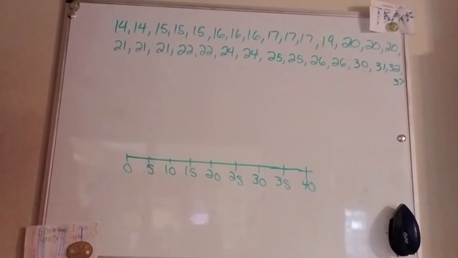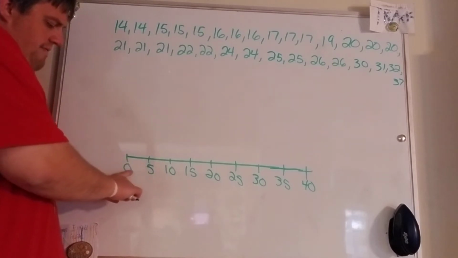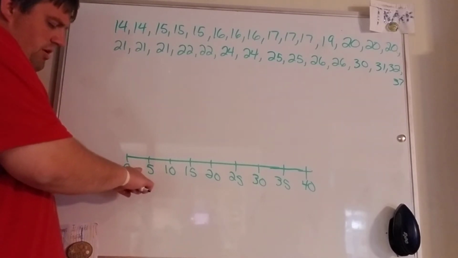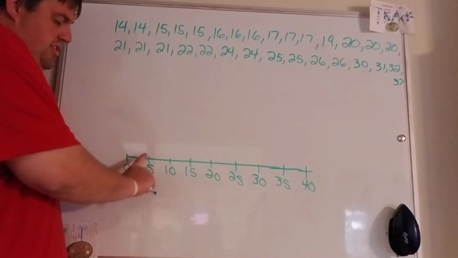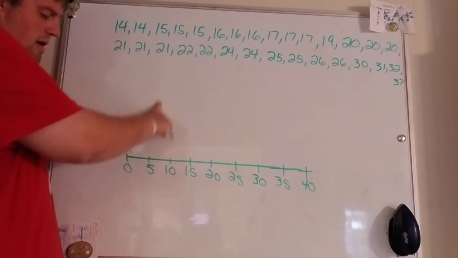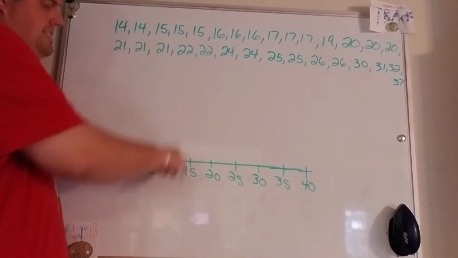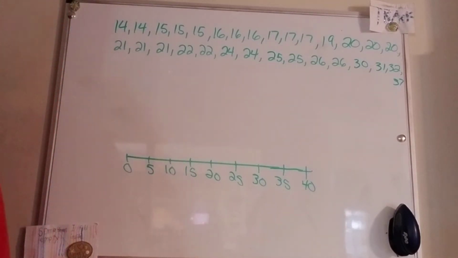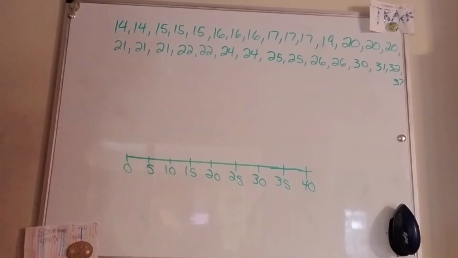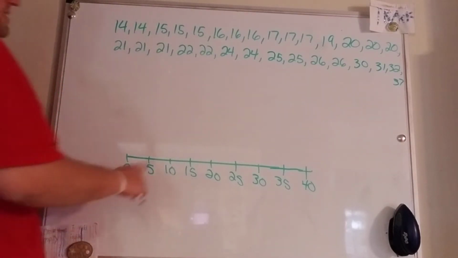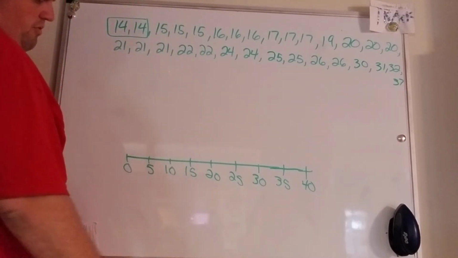Now, basically how we're going to read this is if it's between 0 and 5, that's all the numbers 0, 1, 2, 3, or 4.99999, right? If it starts at 5, it's going to go in the next bar. The number on the left is the first number in that section. So basically what you want to do is break these down. For example, between 10 and 15, we'd have these two numbers, two 14s.